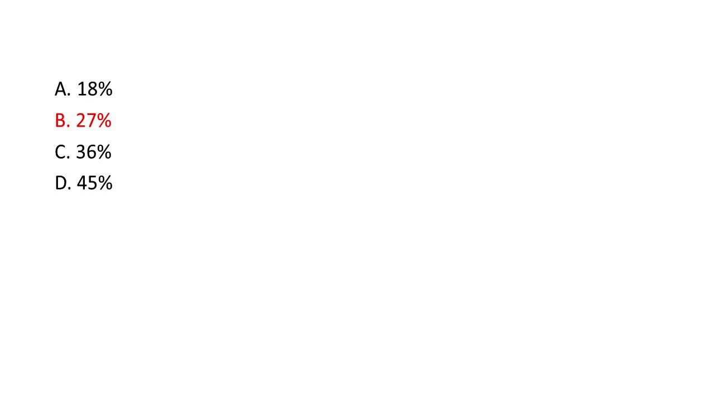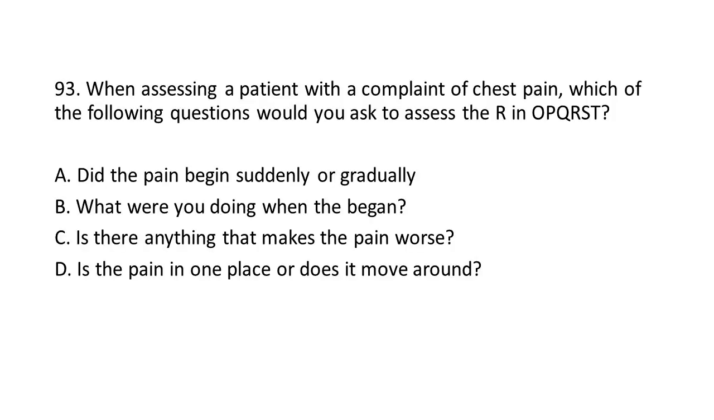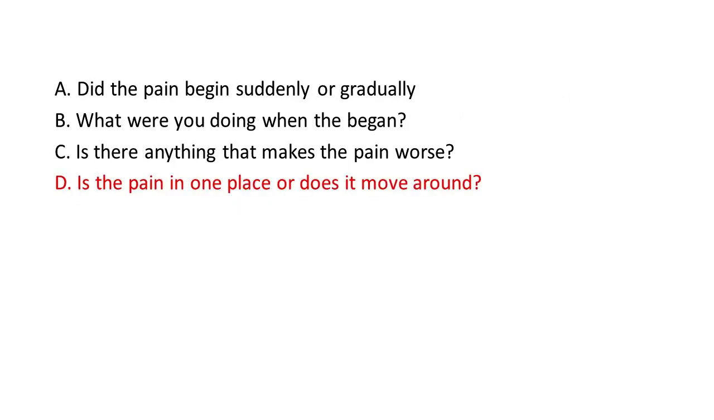27%. 93. When assessing a patient with a complaint of chest pain, which of the following questions would you ask to assess the R in OPQRST? A. Did the pain begin suddenly or gradually? B. What were you doing when it began? C. Is there anything that makes the pain worse? D. Is the pain in one place or does it move around? The answer is D. Is the pain in one place or does it move around?